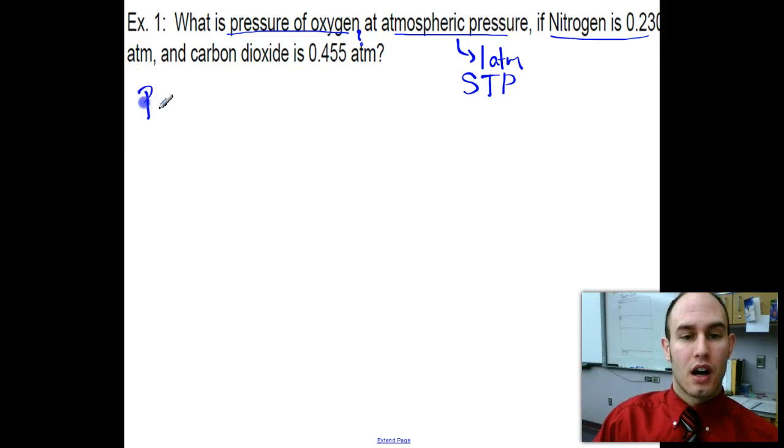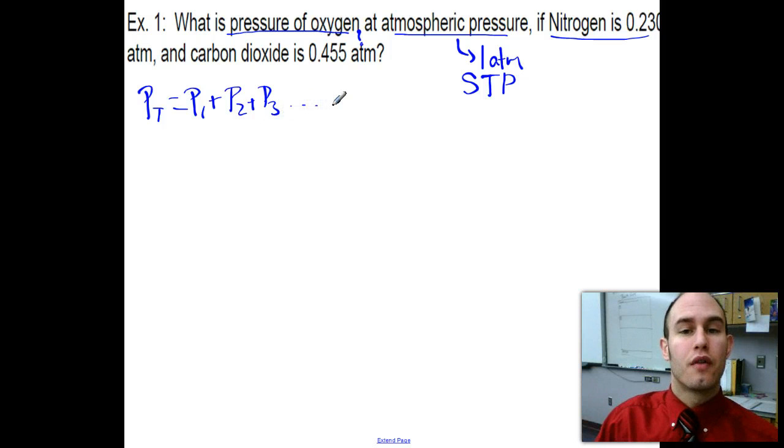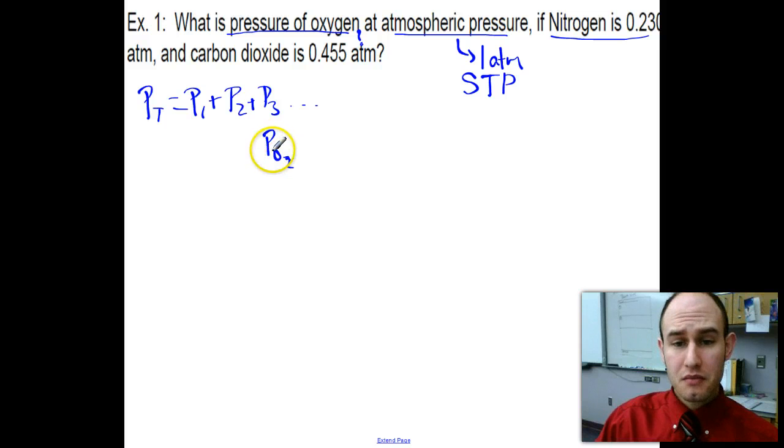If I remember my Dalton's law, pressure total equals P1 plus P2 plus P3, and this keeps going. If I had 15 gases, you can add up all their pressures. So I need to identify the pressure of oxygen. That's a partial pressure, so I'm going to label that as pressure of O2 as my unknown. And I have nitrogen and carbon dioxide, so I can add those in there.